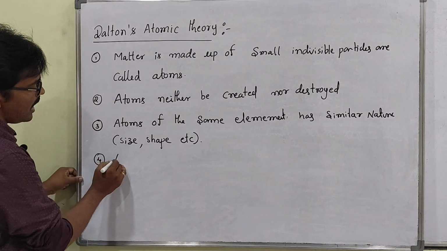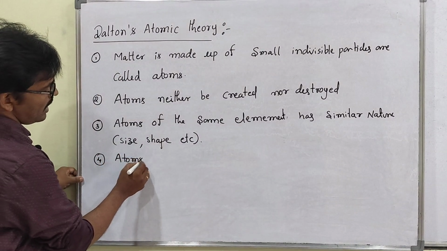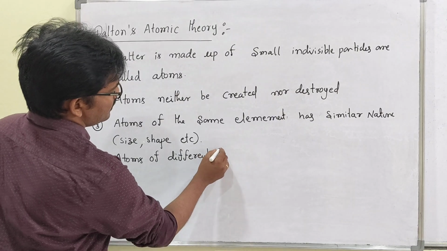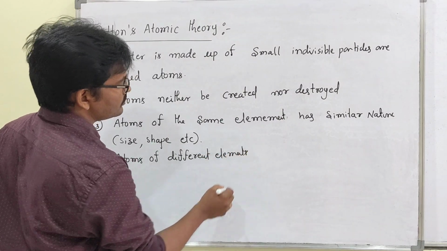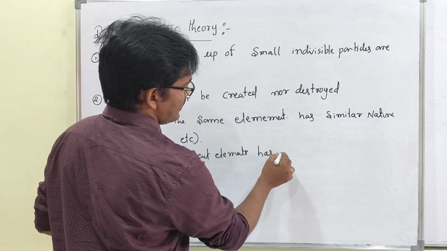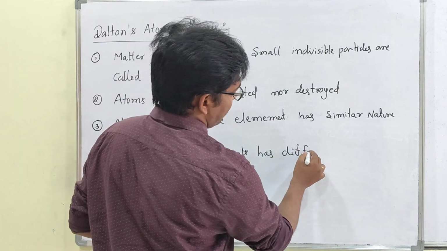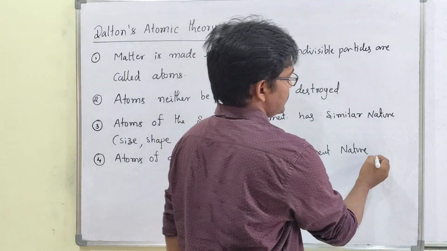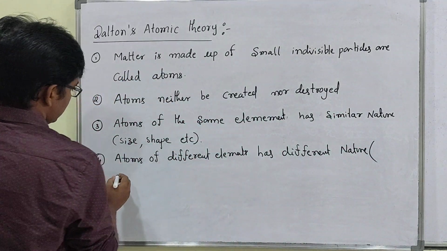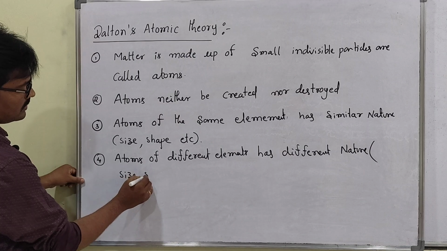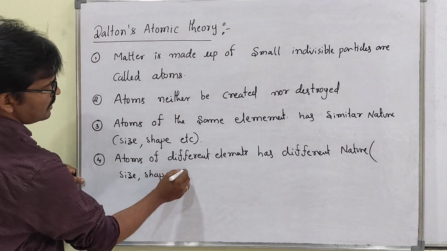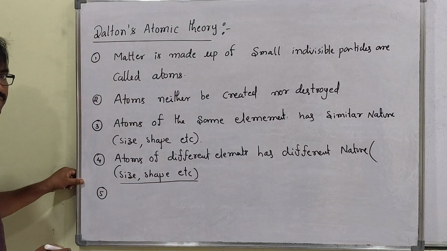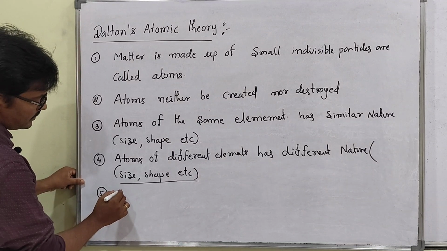Then the fourth one: atoms of different elements have different nature, nothing but size, shape, etc. are all different. Then the fifth point is the most important point of Dalton's atomic theory.